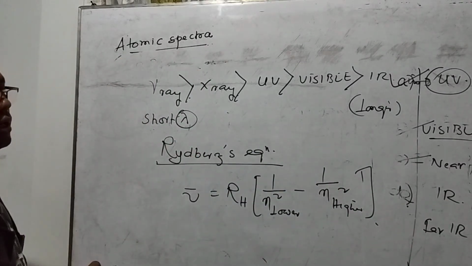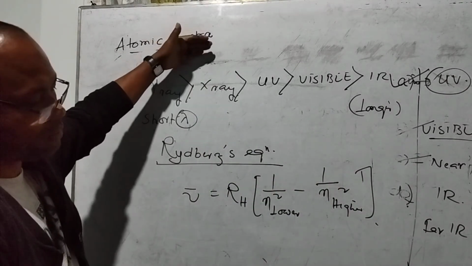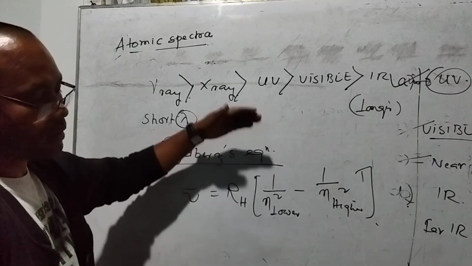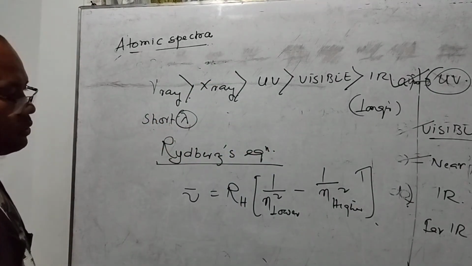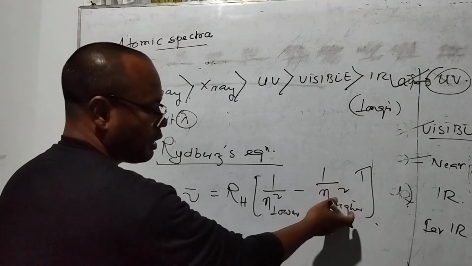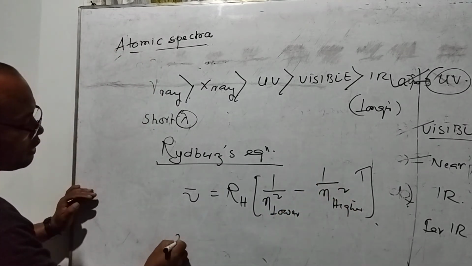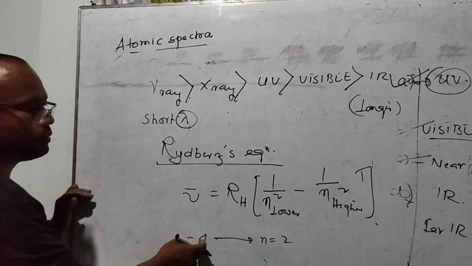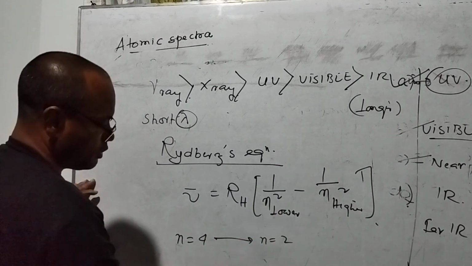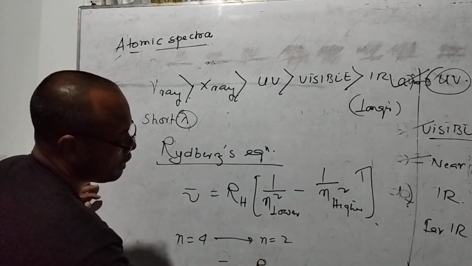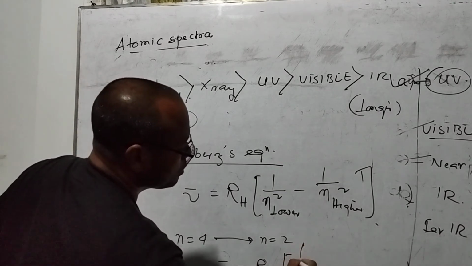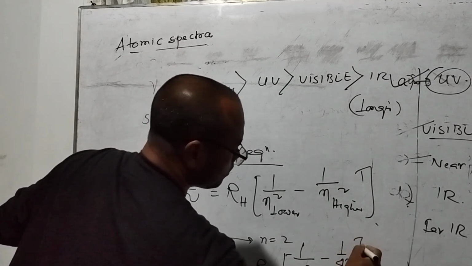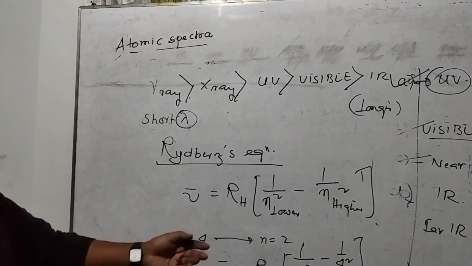So n higher means the higher energy level where the electron is jumping, and n lower means the lower energy level. If you know the lower and the higher energy levels, suppose n = 4 to n = 2, then n = 4 is the higher and n = 2 is the lower. So we can calculate the wave number as R into (1/2 squared minus 1/4 squared). Then we can calculate easily by doing the simple calculation.